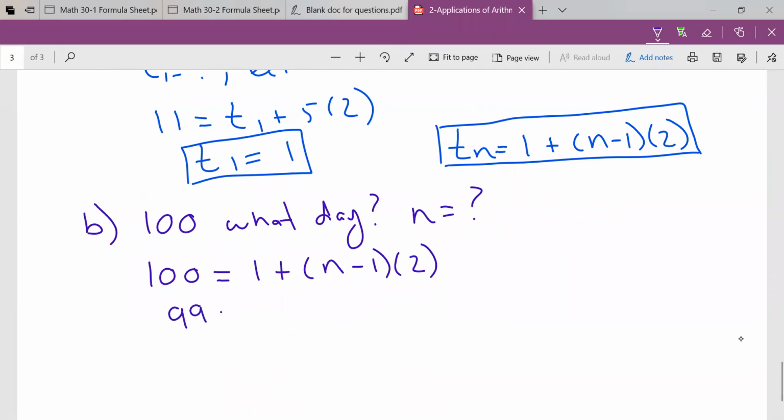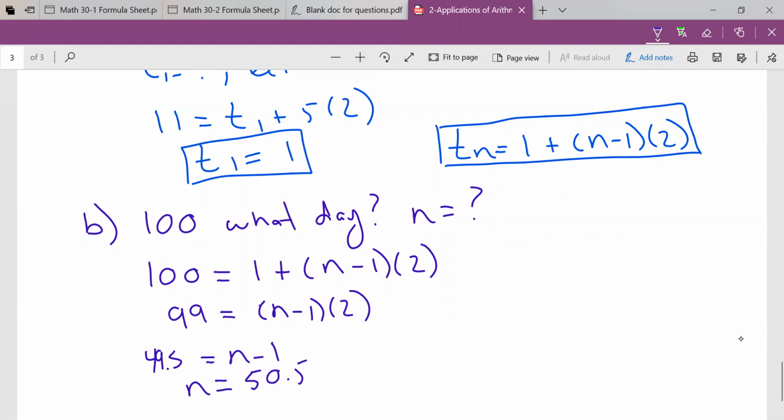I'm going to subtract 1. And I'm going to divide by 2. What are we going to get there? We're going to get 49.5 is equal to n minus 1. And then add 1, and we're going to get 50.5. Okay, so it's going to take her 50.5 days.